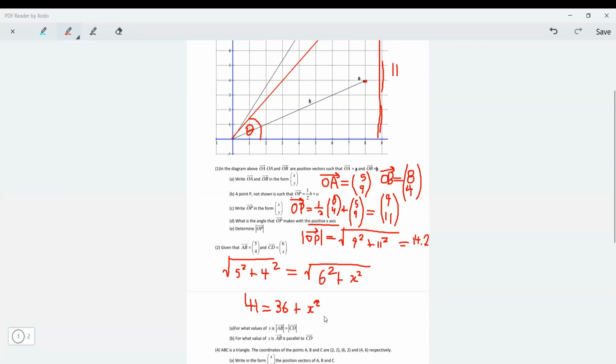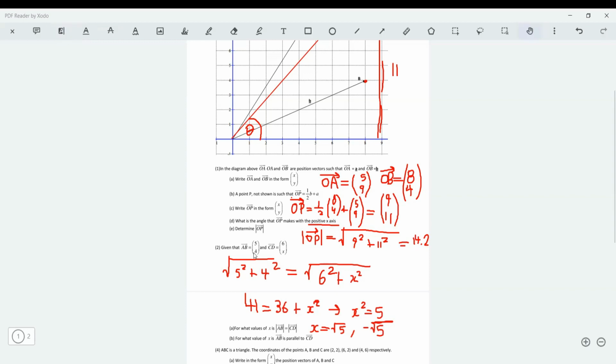So if 41 is equal to 36 plus x squared, that would mean that x squared has to equal 5, because 36 plus 5 is 41. So if x squared is equal to 5, then what are the values of x? x can be equal to the positive square root of 5, or x can be equal to the negative square root of 5. All right? So to write CD as a vector, CD is (6, root 5). Remember that root 5 is really 2.23. Now I'm going to show you that it makes sense.